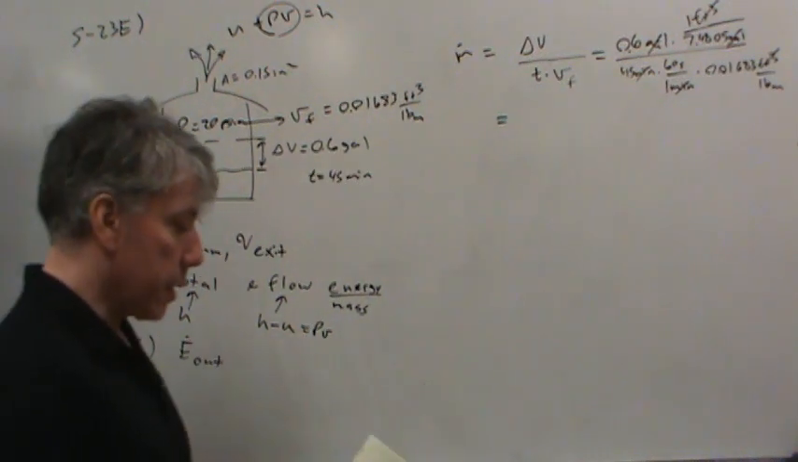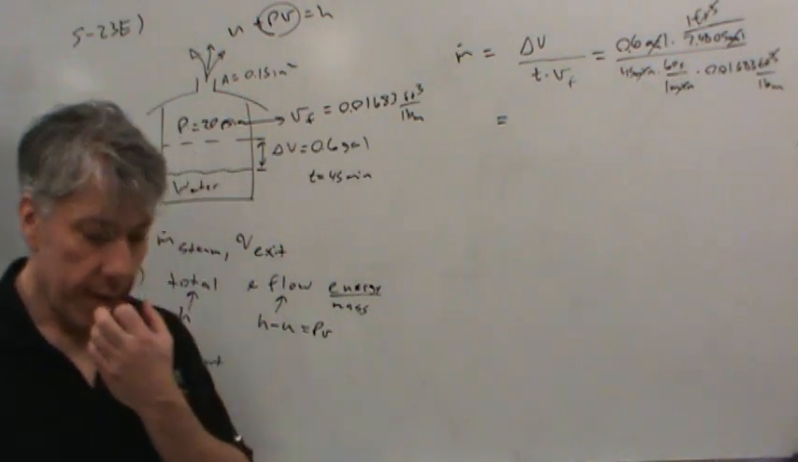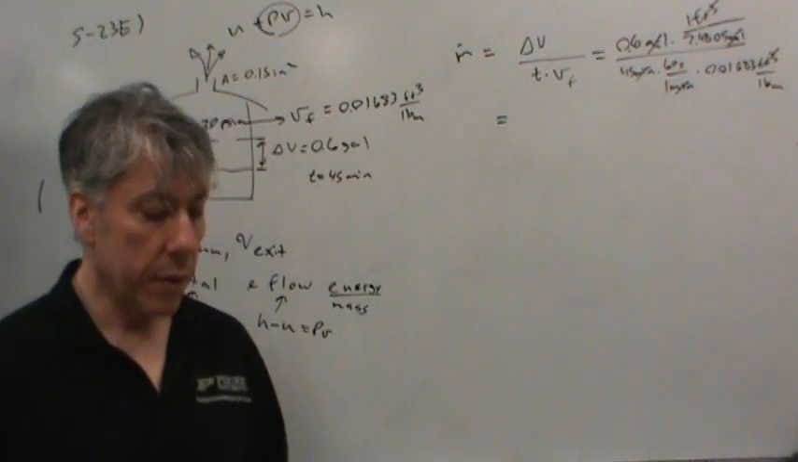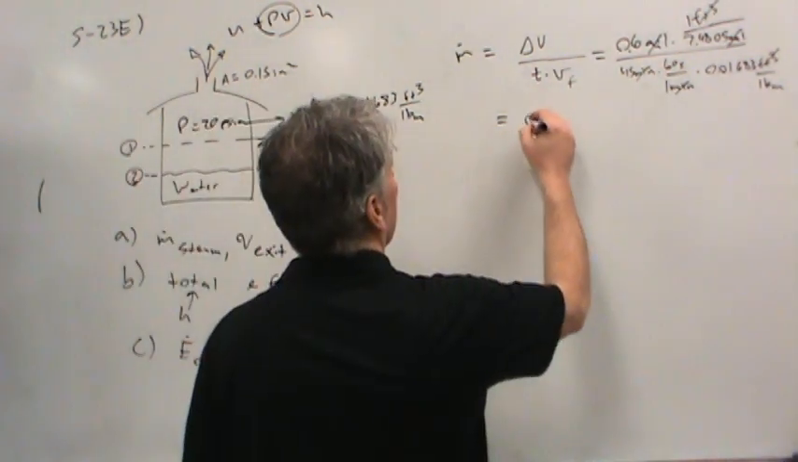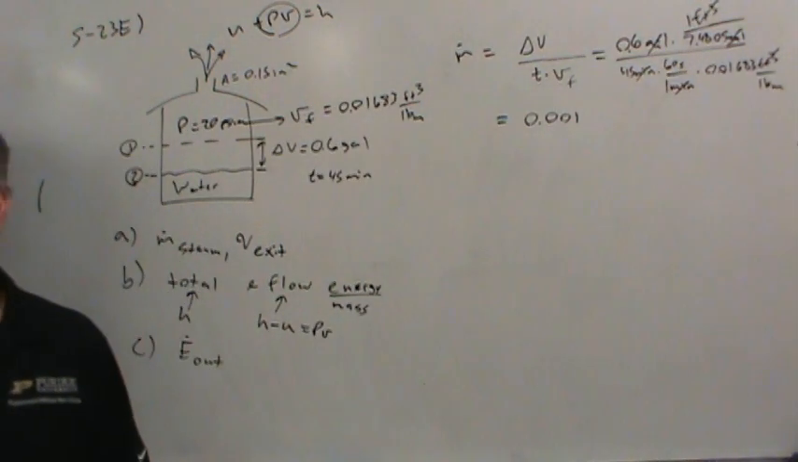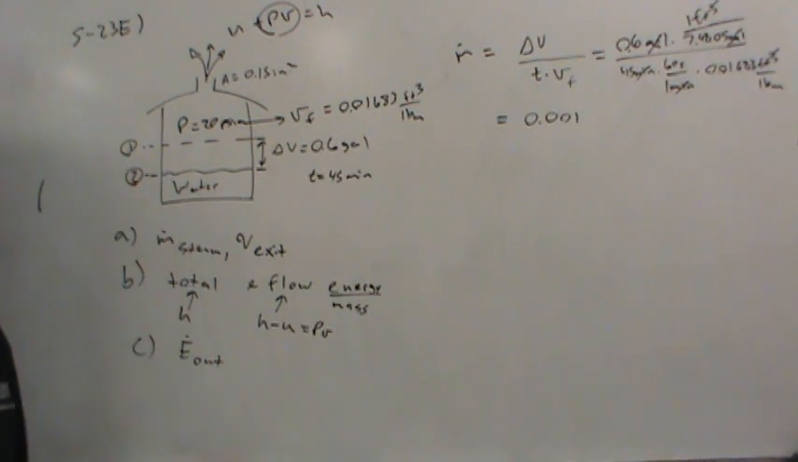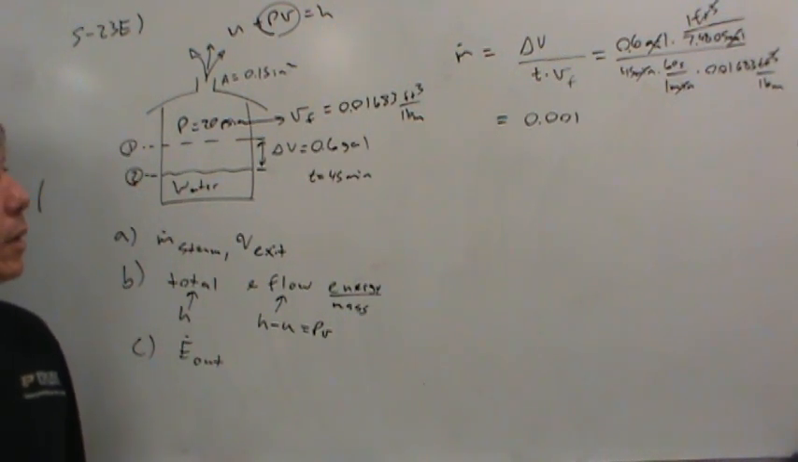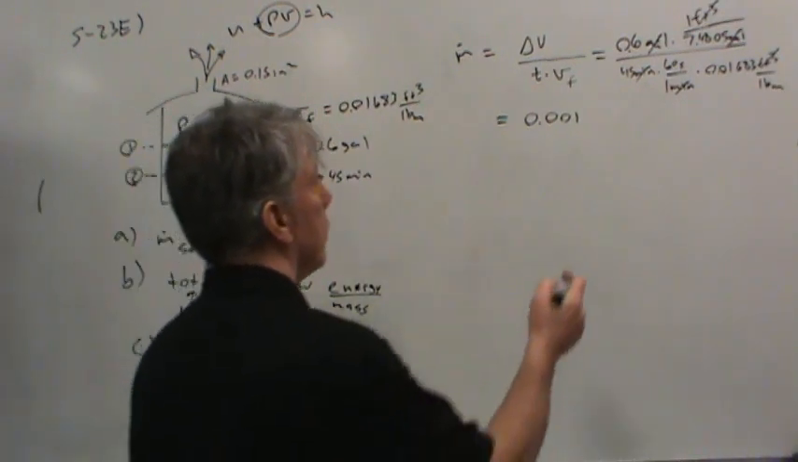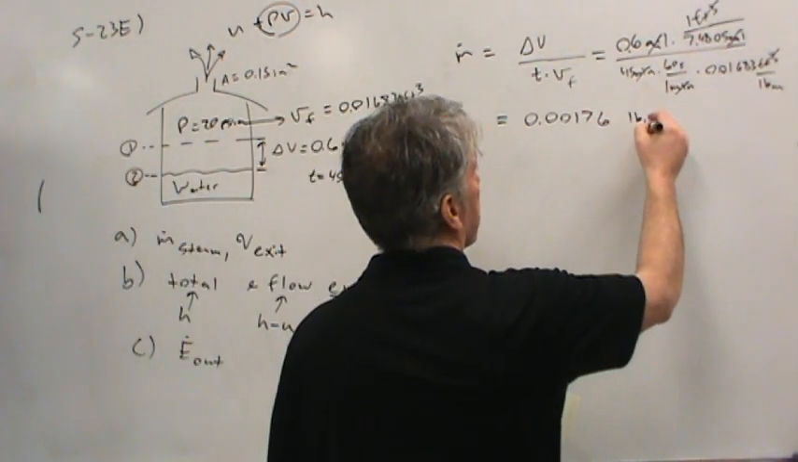I guess I need to speed up just a little bit. It's going to be something times 10 to the negative third, like 0.001 something, or maybe even 2. 0.00176. Thank you. Those would be pounds per second.